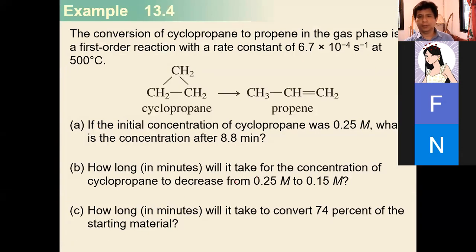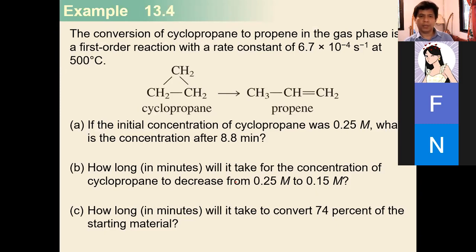Okay, so let's try to solve this simple problem. The conversion of cyclopropane to propene. Alam niyo naman siguro yung difference ng cyclopropane at saka propene. Magkamukha lang yung kanilang molar mass, pero magkaiba yung structural formula nila. They are isomers, di ba? Isomers ang tawag doon. Cyclopropane and propene are isomers.